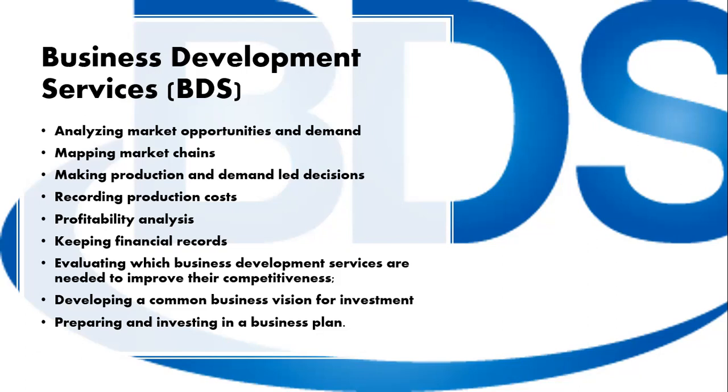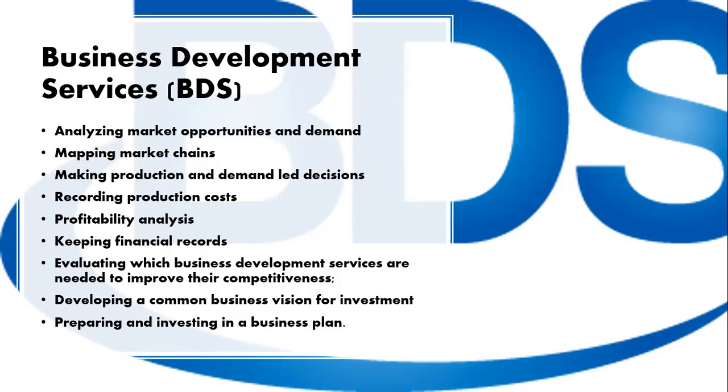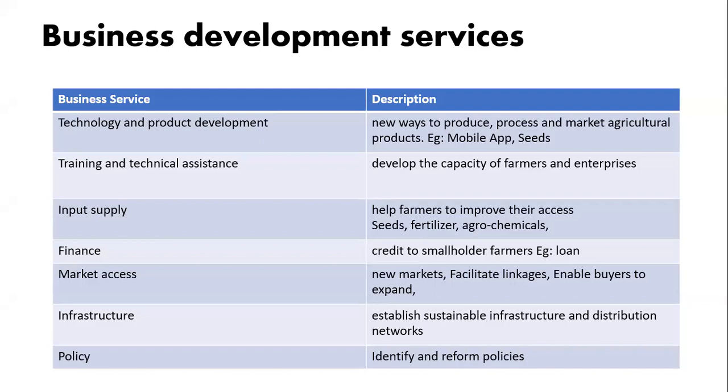These are one part of the agripreneurial extension approach, right? Market analysis, demand and opportunity analysis, mapping, production and demand-led decisions, record keeping and profitability analysis, financial reports and other records, increasing competitiveness, and the development of the business plan. These are a few services. These services can actually be categorized into main 7 areas.